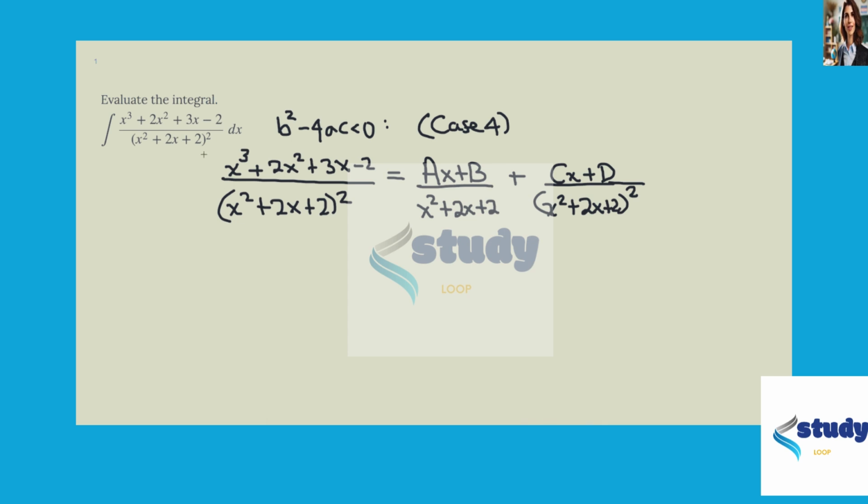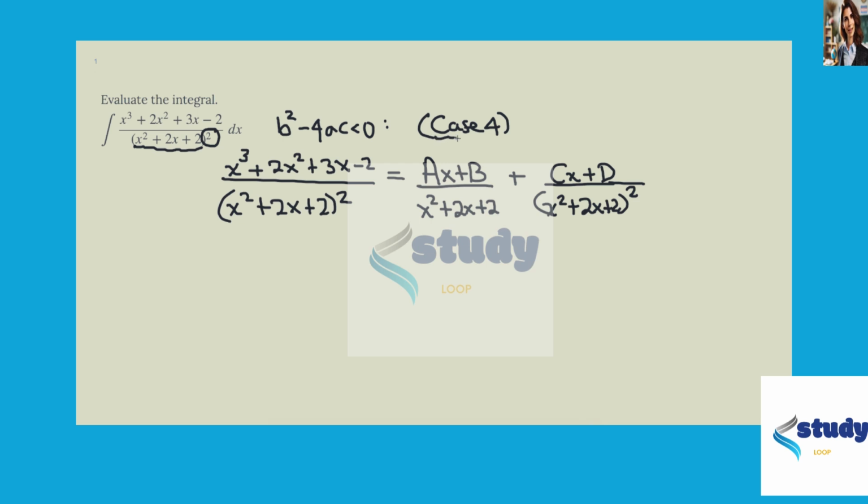Let's evaluate the given integral. Here, before we do partial fractions, we should see if we can factor this quadratic. So we look at the discriminant over here. This is a negative number, so this means that we have an irreducible quadratic, and it's repeated because of the 2.